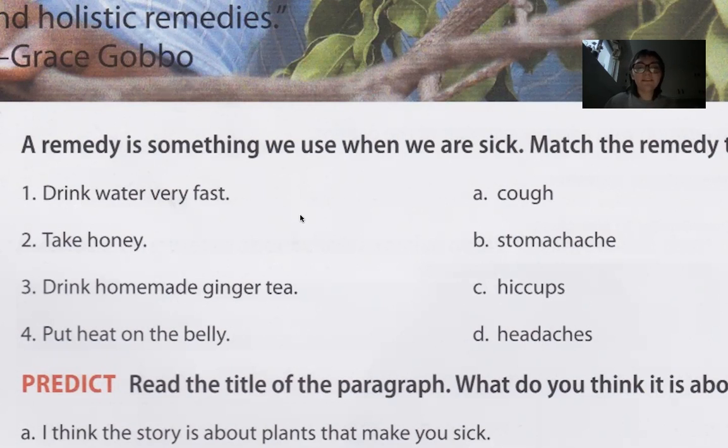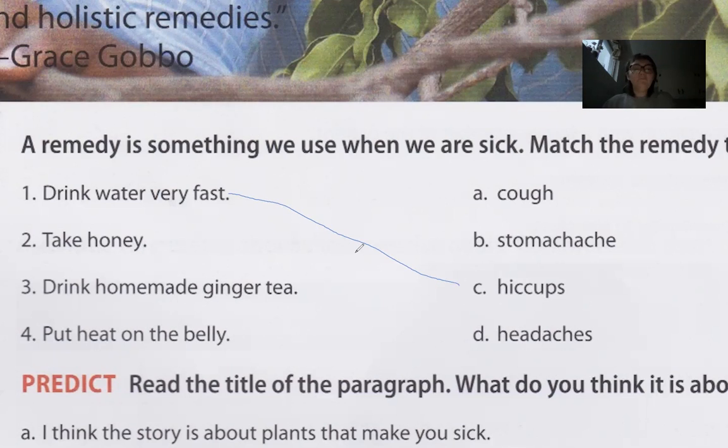drinking water very fast is a remedy. Take honey is a remedy. Drink homemade ginger tea is a remedy. Put heat on the belly. And the symptoms, the sickness, the illness is a cough, stomachache, hiccups, and headaches. Now, I've heard that if you drink water very fast, it helps with hiccups. Don't know why. Whether or not it is true, we don't know.